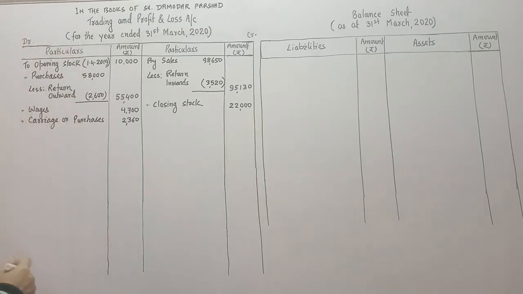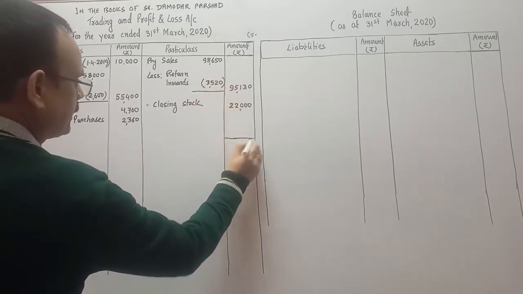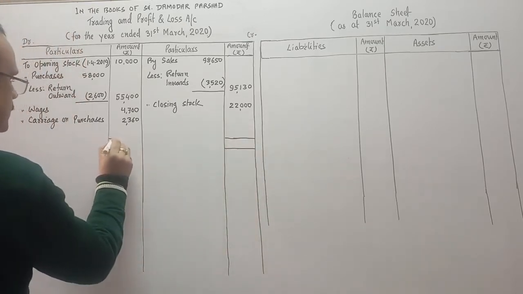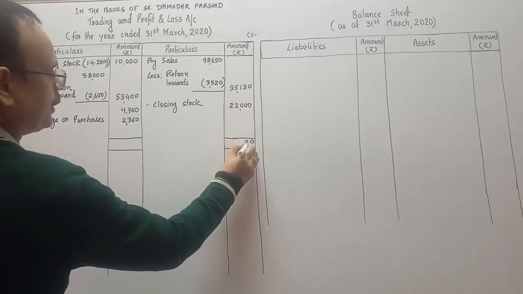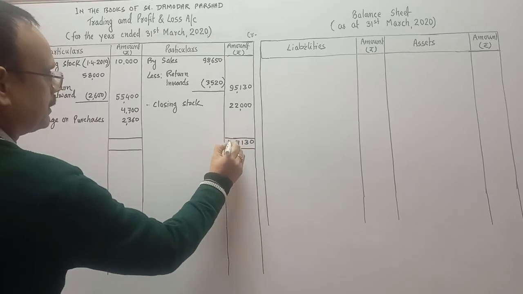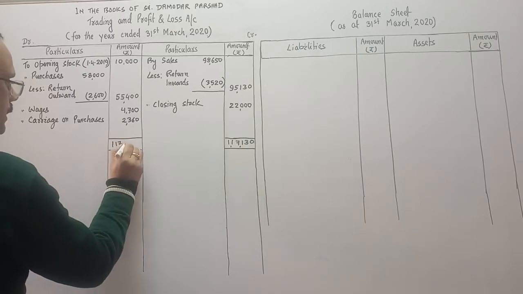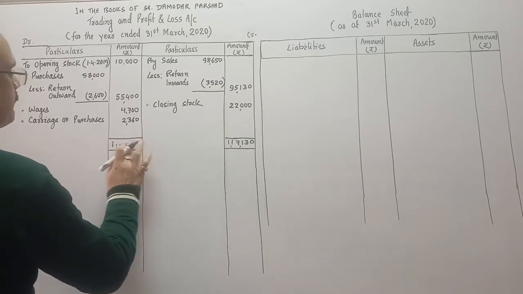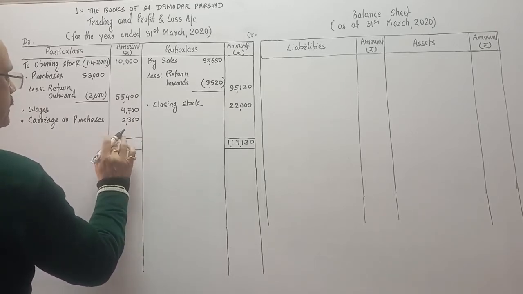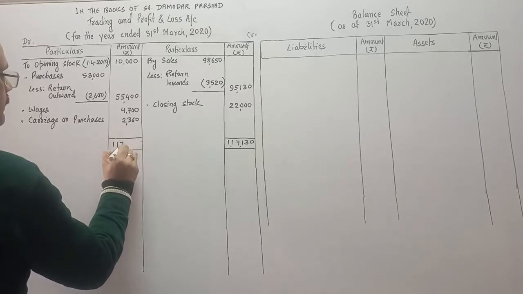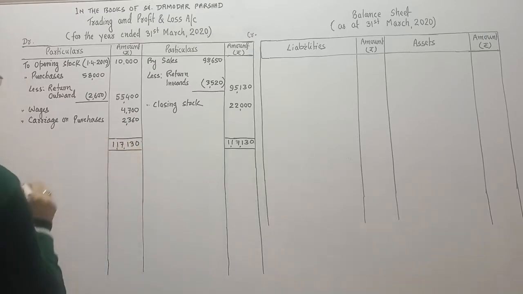Now we will see which side total is more and which side total is less. The credit side is more, so do the total of the credit side first, and write the same amount on the debit side. The total is 1,17,130.